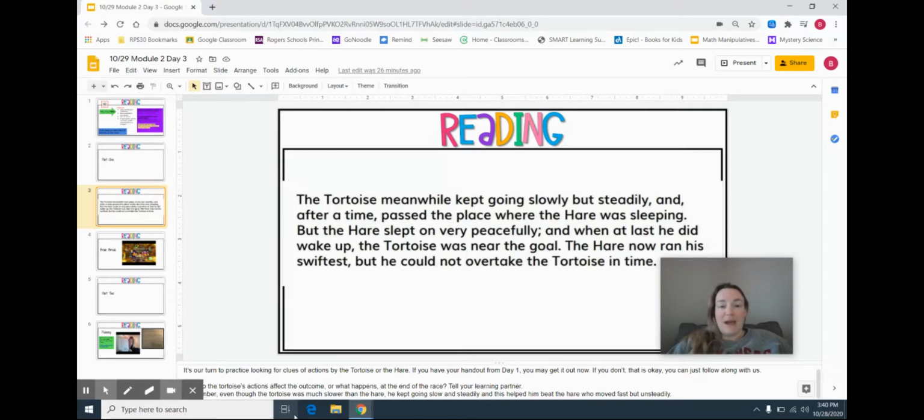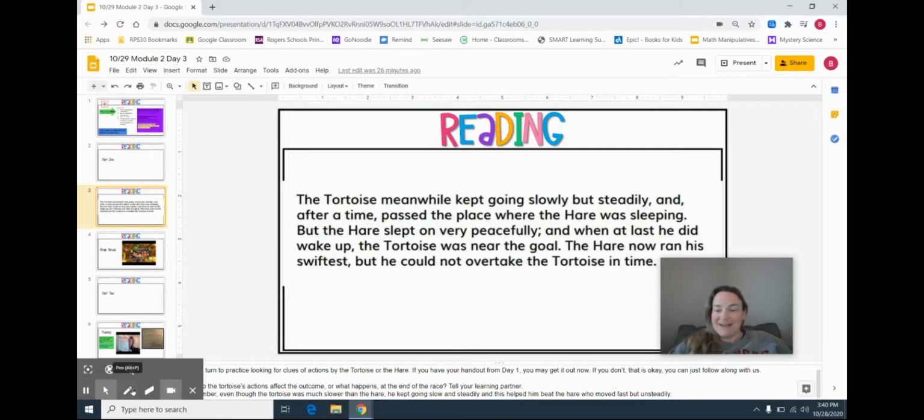So now it is our turn to practice looking for clues of actions by the tortoise or the hare that will help us learn more towards our learning goal for today, which is: what do the actions from the tortoise and the hare teach us? So let's continue reading the passage. It's the last paragraph from our story.